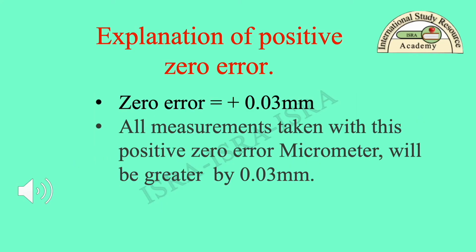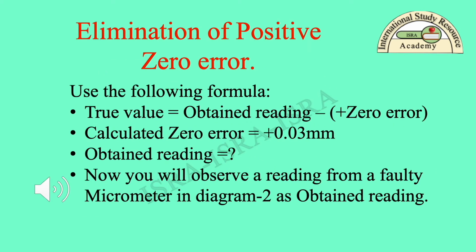Explanation of positive zero error. Zero error is equal to plus 0.03 mm. All measurements taken with this positive zero error micrometer will be greater by 0.03 mm. Elimination of positive zero error. Use the following formula. True value is equal to obtained reading minus (positive zero error). Calculated zero error is equal to positive 0.03 mm. Obtained reading is equal to question mark.